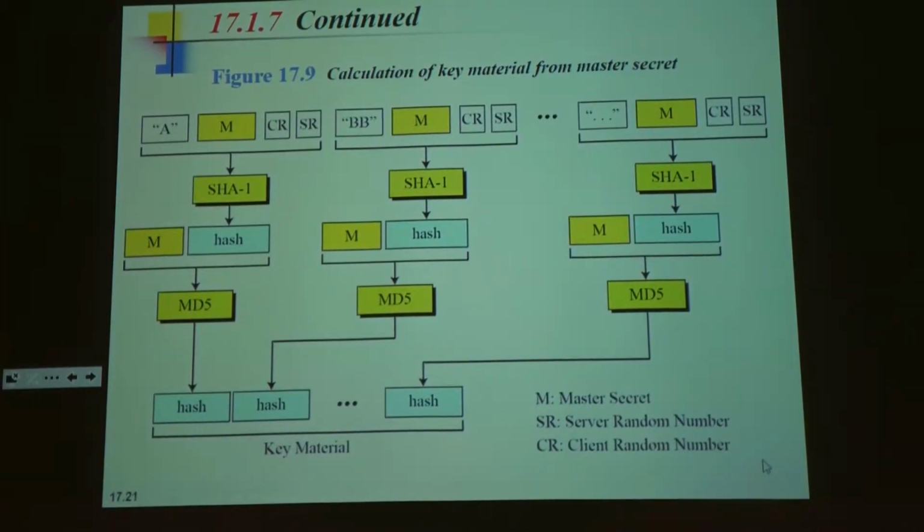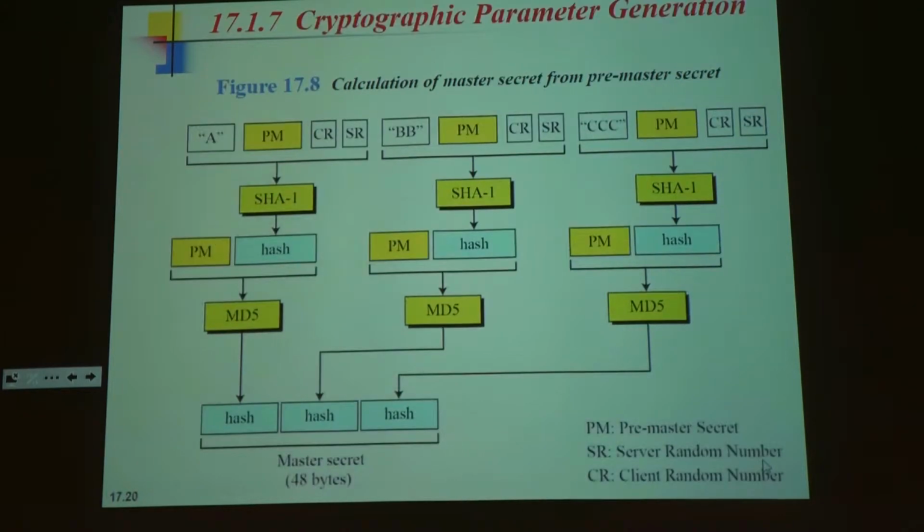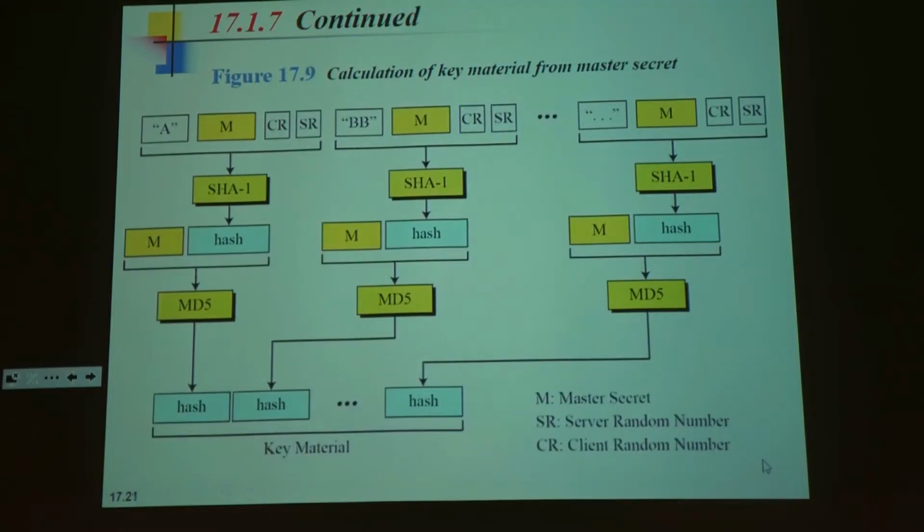Right? So calculation of the key material from master key. Alright? So then from the master key that we generated in here, M is the master key that was generated, you can generate other keys from it. Okay? So SR the server random number, CR the client random number. Again, A, B, B, B, as much as you want. Okay? And you do the SHA-1, okay, hash the M, the MD5, then you create the key material.